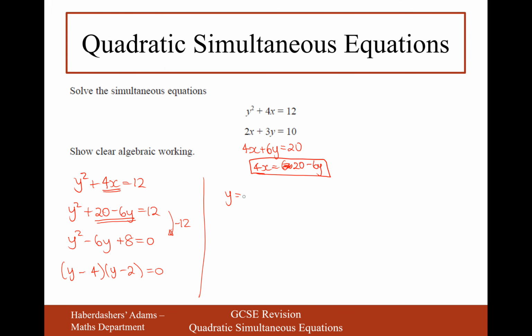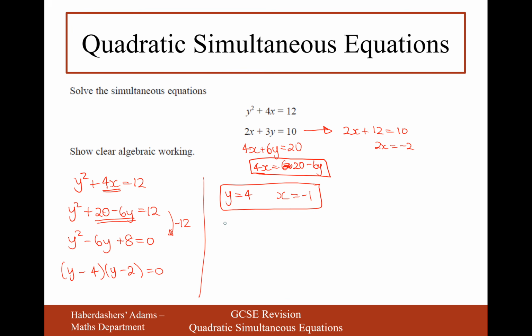So therefore when y equals 4, let's work out what x needs to equal. What's the best way of doing this? Let's put it back into this equation here. So it's going to be 2x plus, and 3 times 4 makes 12, equals 10. Take the 12 onto the other side and you're left with 2x equals minus 2. So x equals minus 1.